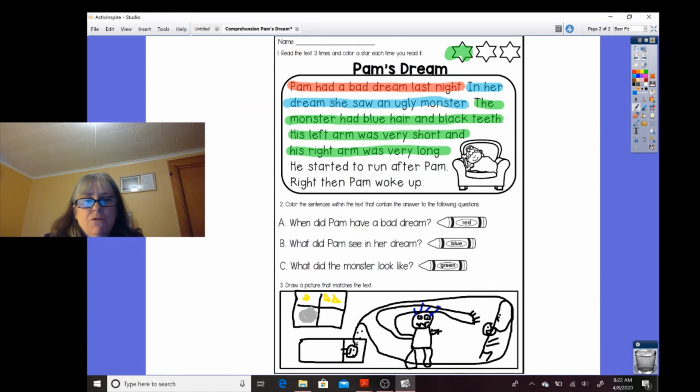All right, let's see if we did it. So Pam had a dream last night. In her dream, she saw an ugly monster. The monster had blue hair and black teeth. His left arm was very short, and his right arm was very long. He started to run after Pam. Right then, Pam woke up.